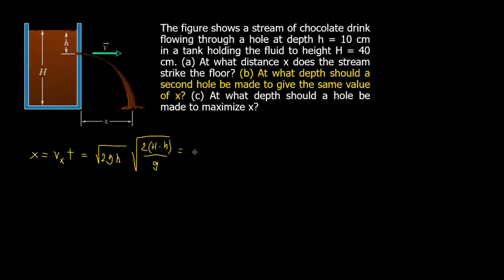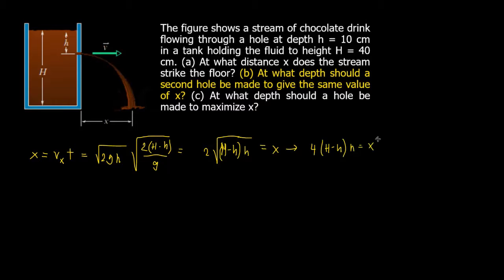If we multiply this, we will have 2 times the square root of (H minus h) times h, extending the square root to the h, equals x. So if we square this, we have 4 times (big H minus small h) times h equals x squared.